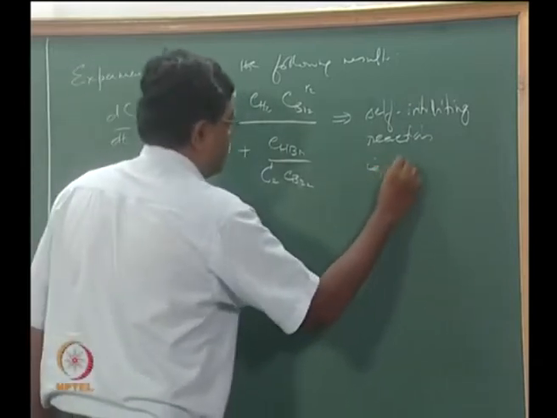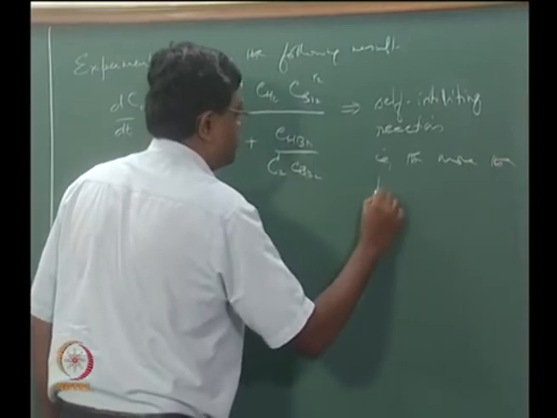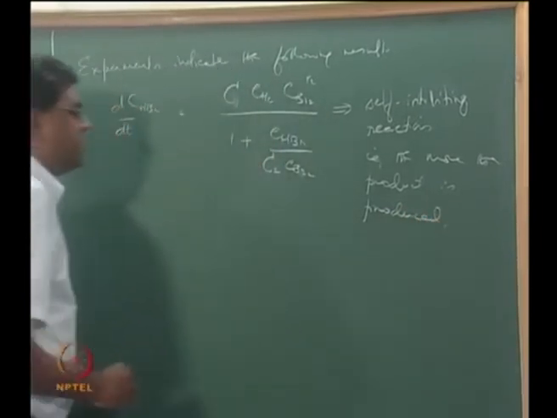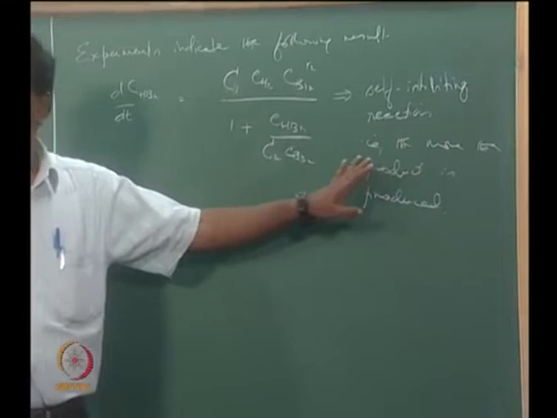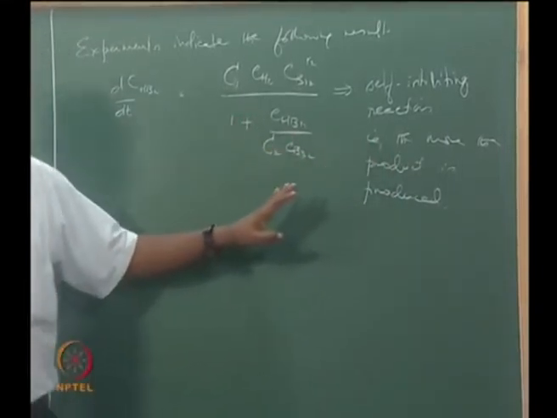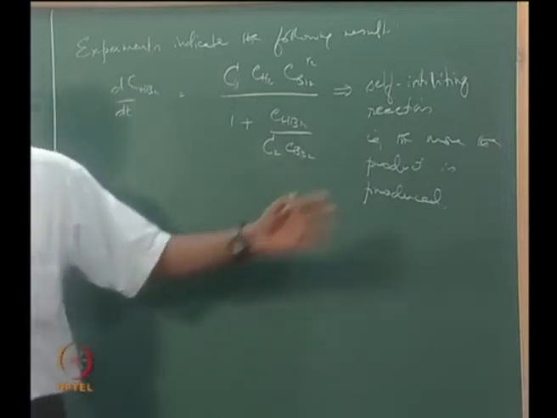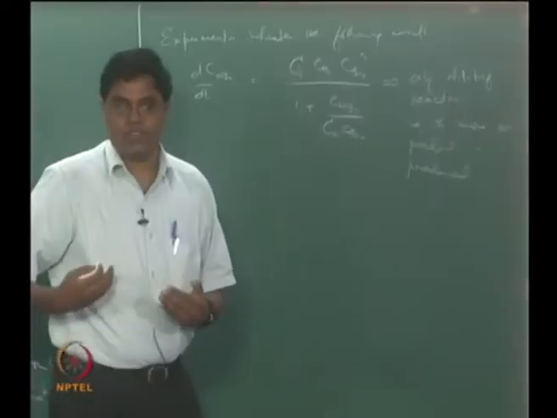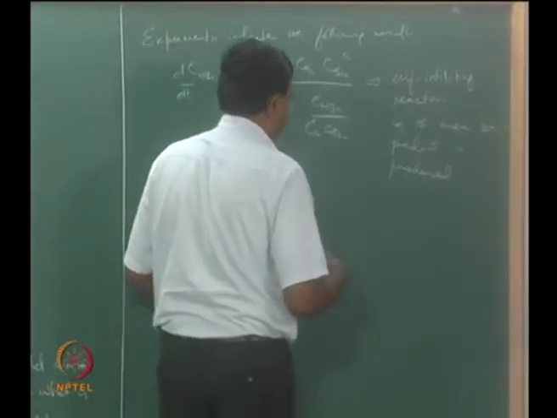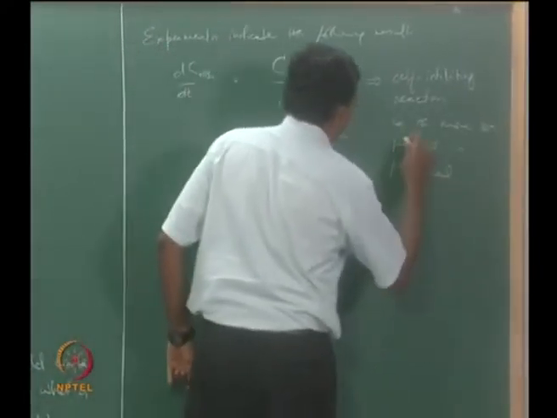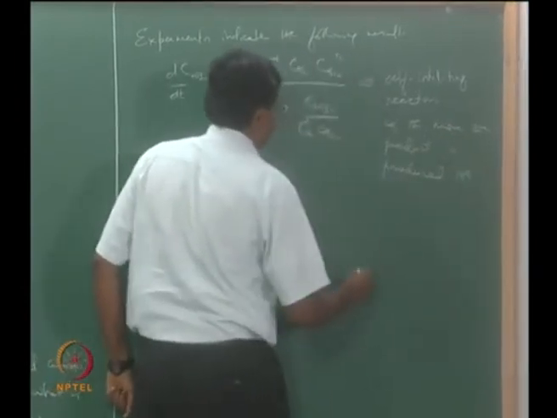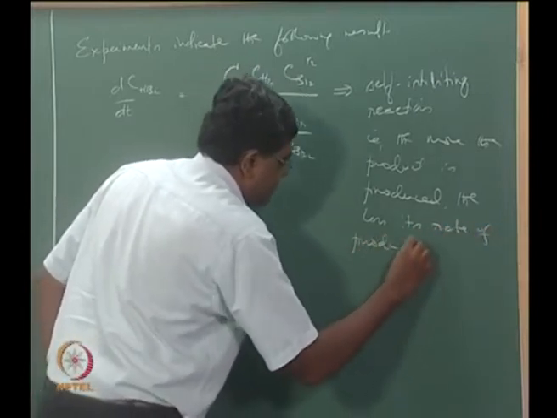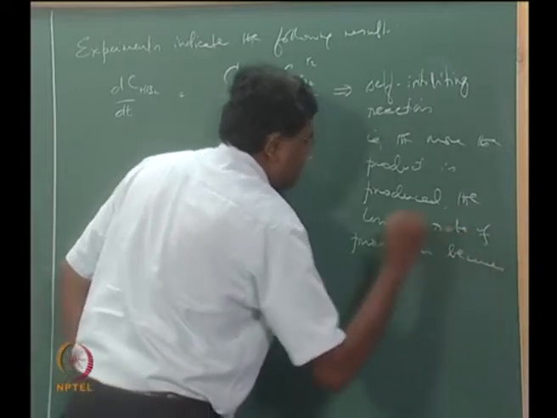That is, the more the product is produced, well, if we were not scientists but advertising managers or something, we would probably say the more the product is produced, the less the product is produced. That's not what we should say. The more the product is produced, the less the rate at which it is produced. So we are looking at how the rate of its production is affected by how much of it is produced. So the more the product is produced, the less its rate of production becomes.